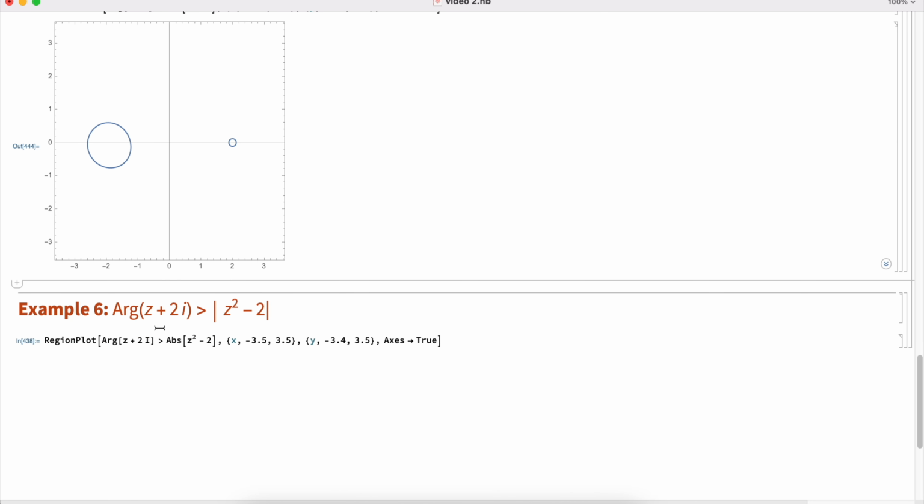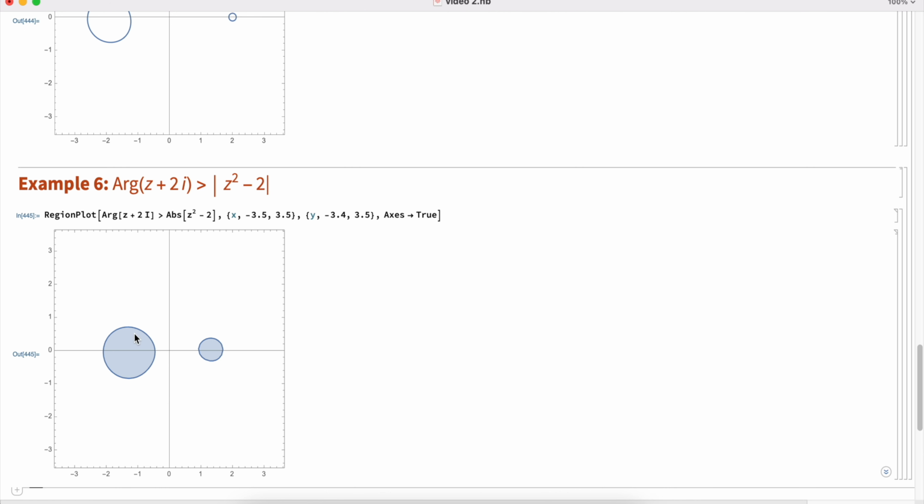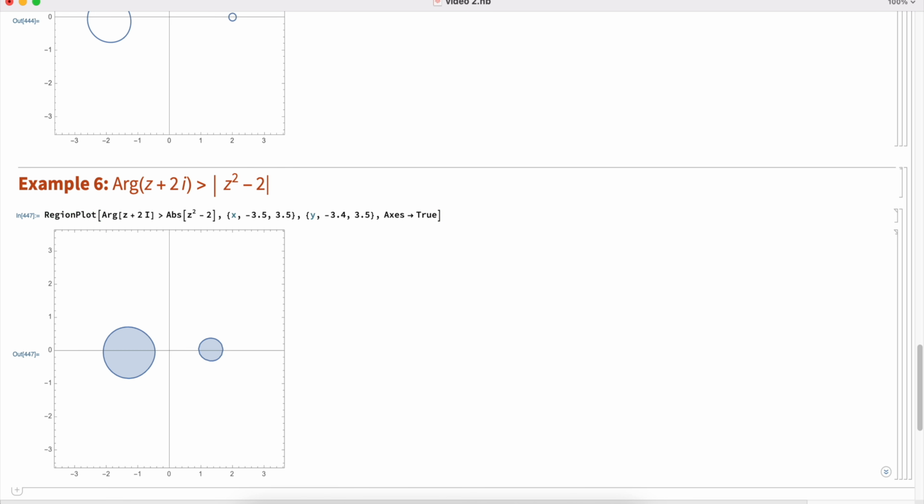And now let's look at this example when the argument of z plus 2i is bigger than the modulus of z squared minus 2. We've got to use RegionPlot here. Notice we get two little bubbles, but now they're filled in because we've got this inequality. I think it's interesting that the inequality in this direction, where the argument is larger, gives us the inside. That kind of makes sense because that means the modulus is smaller than something. Well, what happens if we were to switch this inequality around? Notice we get the outside of those little bubbles. Okay, let's maybe change that back.